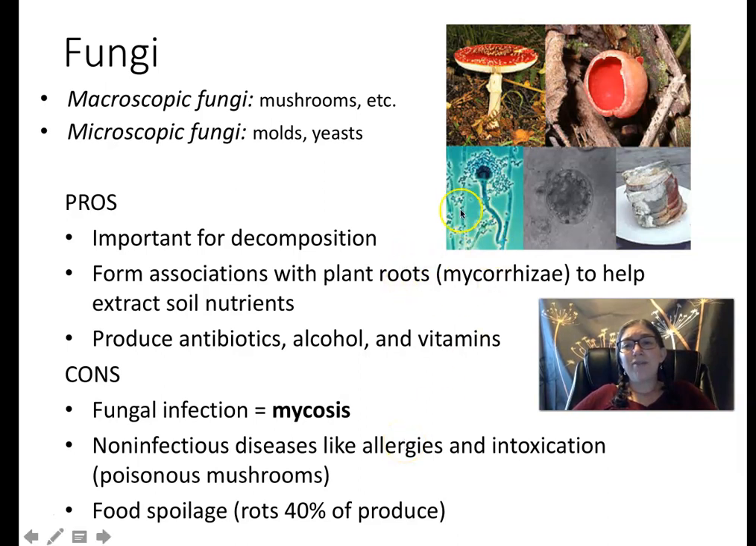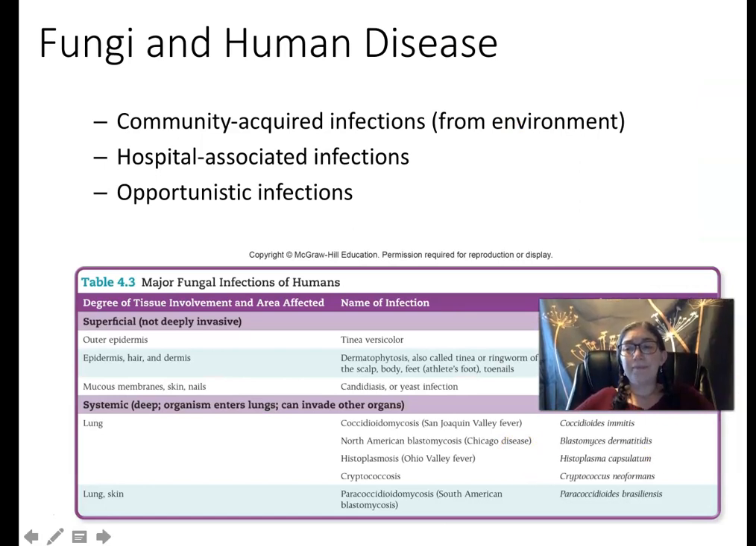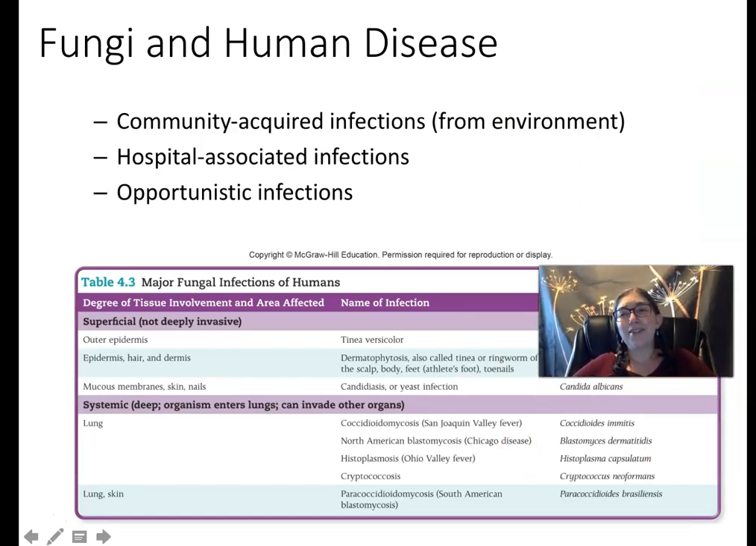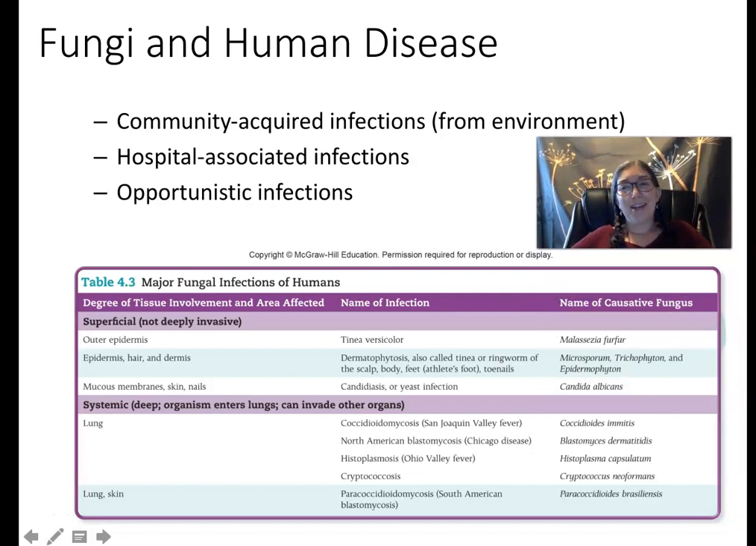And fungi are important for decomposition, but sometimes they are the cause of decomposition that maybe we don't want, like food. About 40% of produce that's sold in grocery stores actually goes to rot because of fungi. It's fungi that actually start the rotting process. Well, the plants have enzymes as well that start rotting, but it really gets going when the fungi come into play. Okay, so the fungi that cause human disease are the ones that we'll focus on in the class. Some of them are just acquired in the environment.